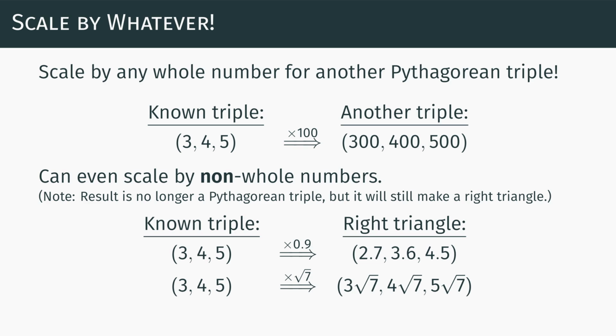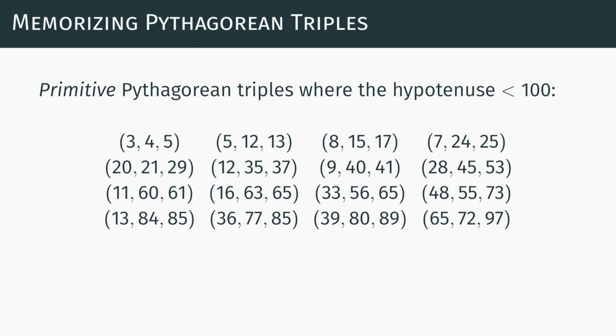So 3, 4, 5 would become 3 root 7, 4 root 7, and 5 root 7. Those are the three sides. We can also multiply by pi. 3, 4, 5 becomes 3 pi, 4 pi, 5 pi. All of those things are right triangles. Pretty neat. So say that you want to actually memorize these Pythagorean triples.